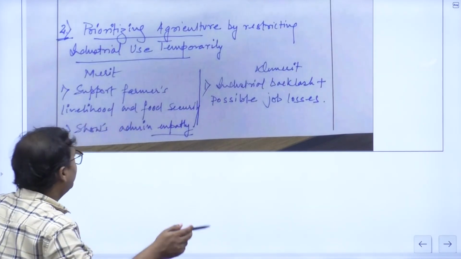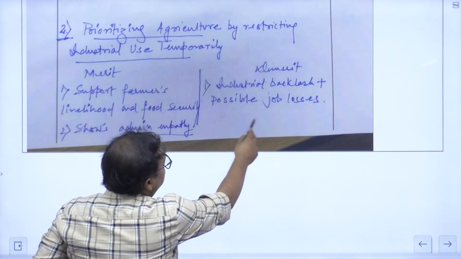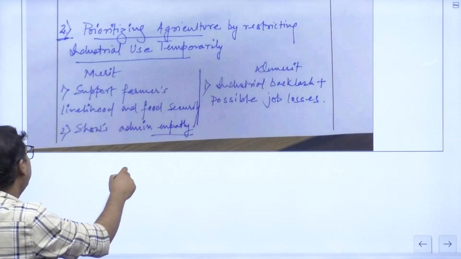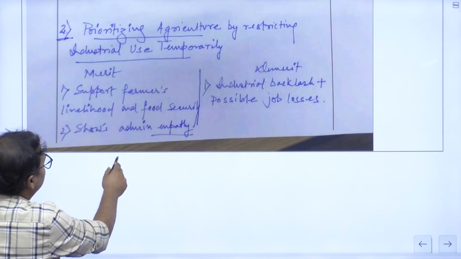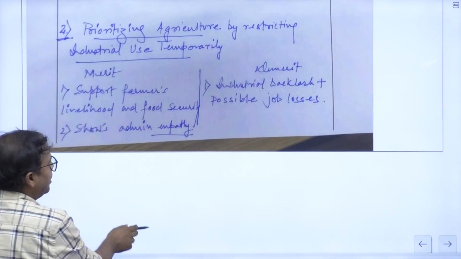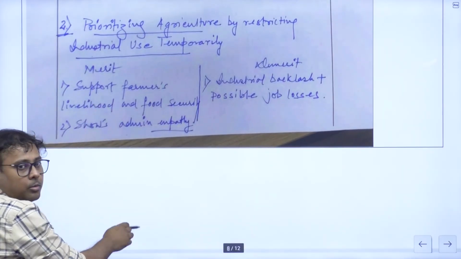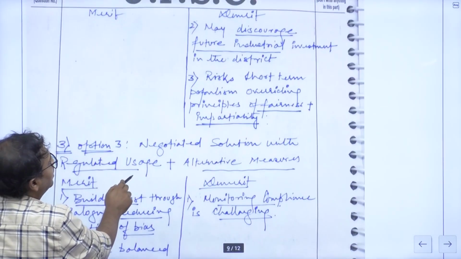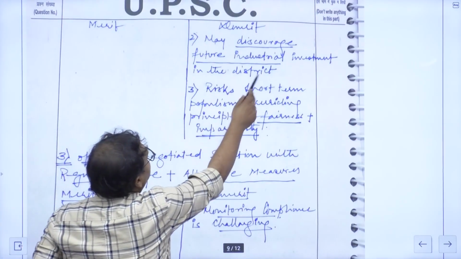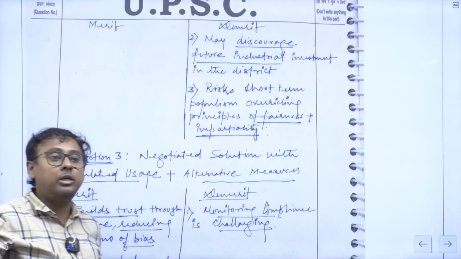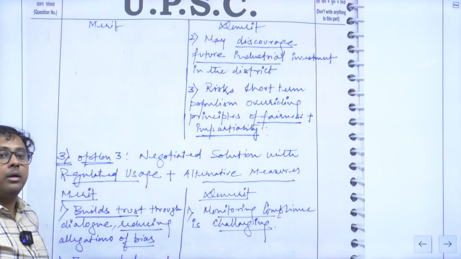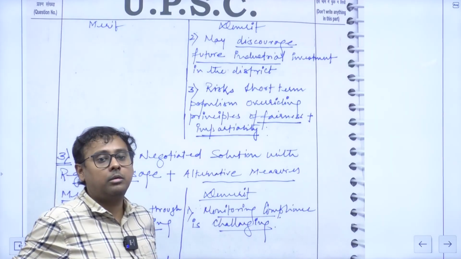Okay? So, what is the demerit? Industrial backlash plus possible job loss. Again, we have mentioned that. Merit is support farmers' livelihood and food security, shows administration empathy. Okay? But this is not something that we will be choosing. What we will be choosing, what are the other demerits? May discourage future industrial investment in the district. If you're taking this kind of policy measures, then what will happen? जैसे for example सिंगूर में क्या हुआ था in West Bengal?